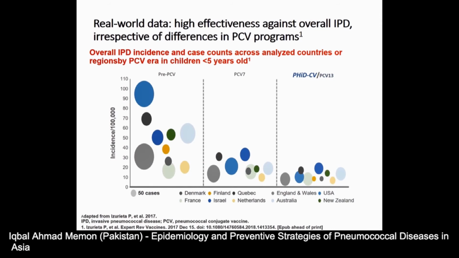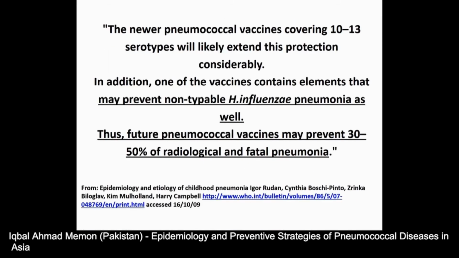So if we look at the real world data calculation, how effective these vaccines are over IPD, this is what the IPD was pre-PCV, with PCV7 and with PCV13. So these are calculations from a variety of countries and on the globe. I must say that newer vaccines will likely extend this protection considerably, and may prevent non-targetable H1N1 pneumonia as well. So future pneumococcal vaccines may prevent 30 to 50% of radiological and fatal pneumonia, which is in true sense a huge impact that can be calculated.